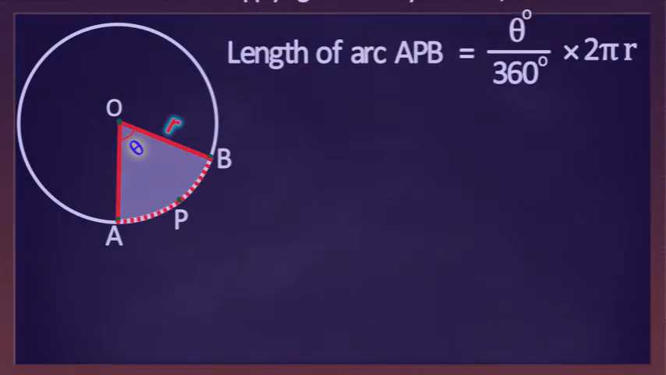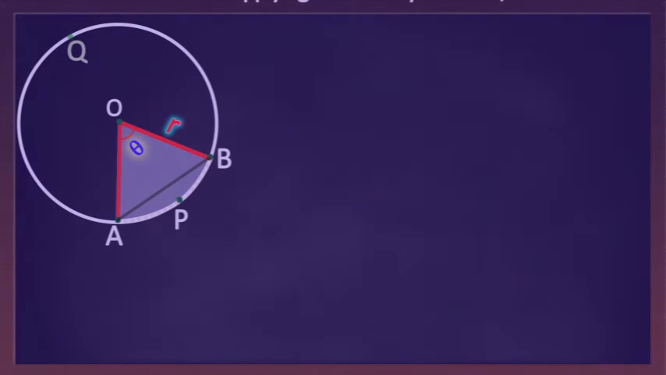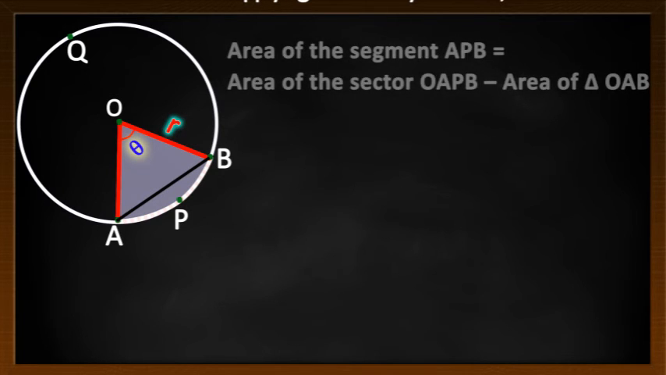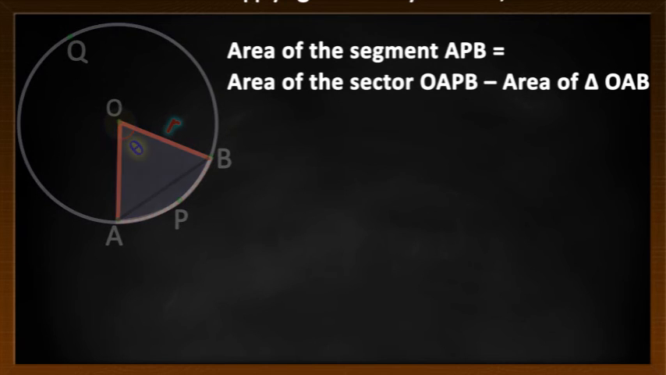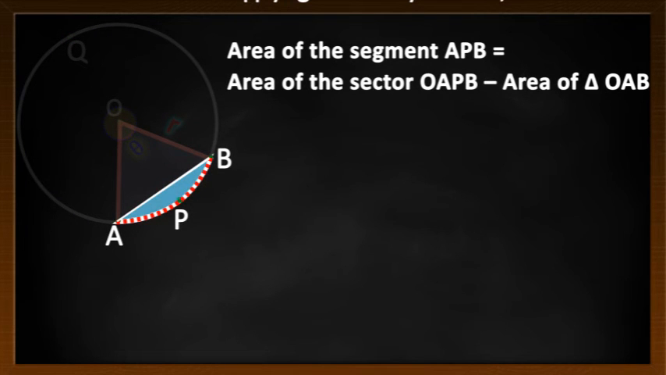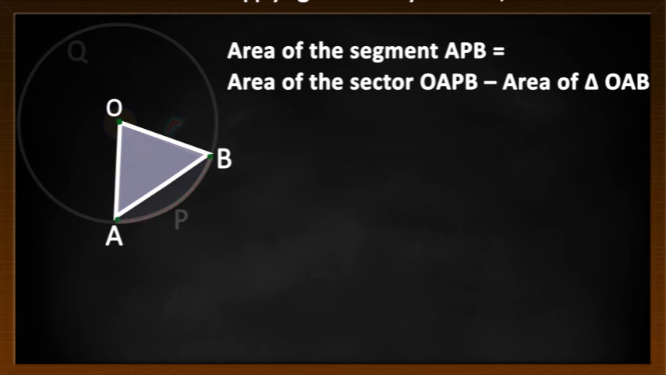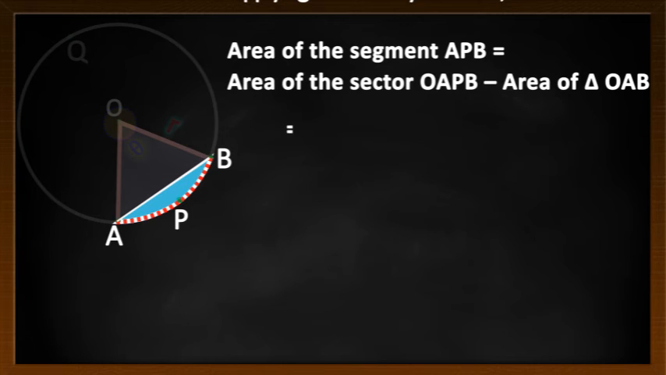Now, let us take the case of the area of the segment APB of a circle with center O and radius r. We see that the area of the segment APB is equal to the area of the sector OAPB minus the area of triangle OAB, which is equal to theta by 360 into pi r square minus the area of triangle OAB.